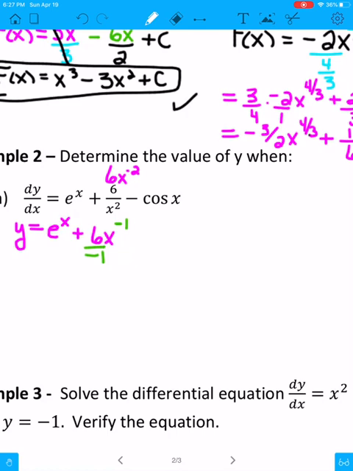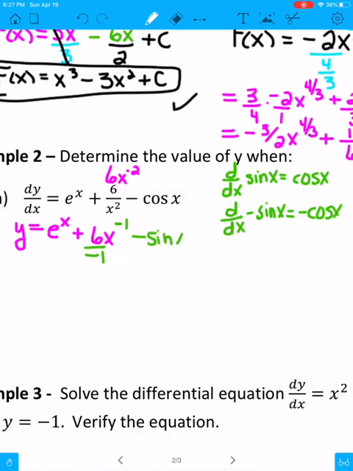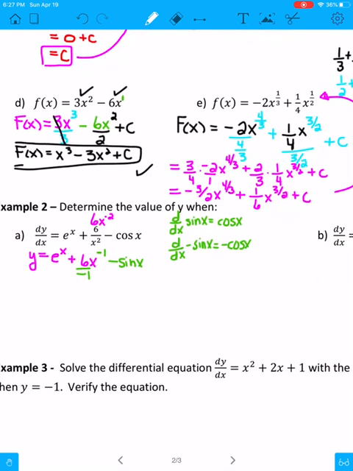And now I have to take the antiderivative of negative cos x. Well, the derivative of sine is what's going to get you that. So the derivative of sine x actually gets you cos x. But I need negative cos x. So the antiderivative of cos x is sine x, sorry. The antiderivative of negative cos x then would actually be negative sine x. So I'm going to get a minus sine x back here. And then what do I have to not forget to do? Plus c.